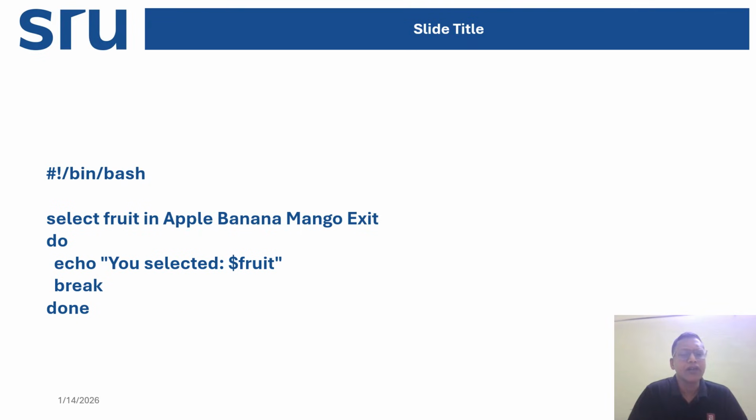Here is a simple example: select fruit in apple, banana, mango. The last one is exit. Suppose when you press 4, automatically it will exit from the loop. Do echo you selected dollar fruit and break. Suppose when you give one option, automatically it takes the option and checks the positional parameter. If it is 1, that is apple, 2 is banana, 3 is mango, like that. If it is not 1, 2, 3, automatically it will exit from the loop.